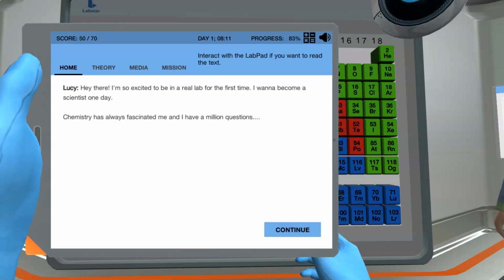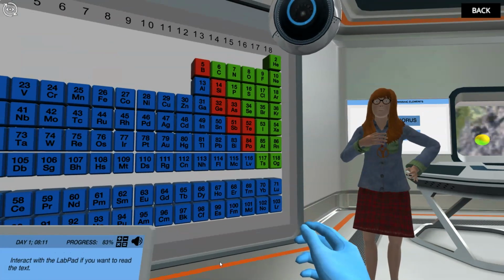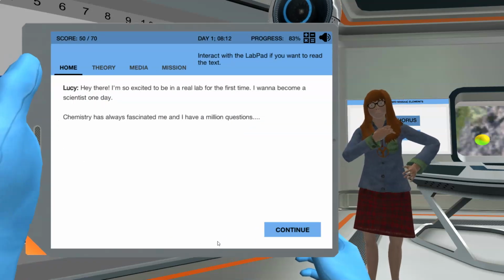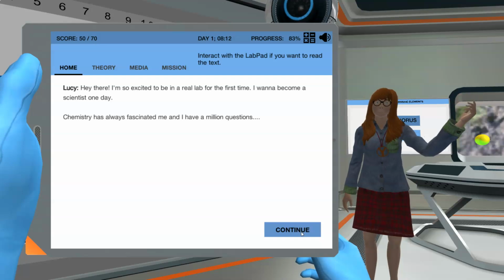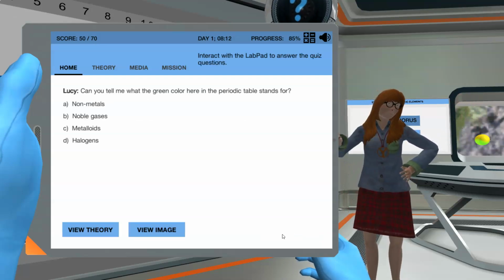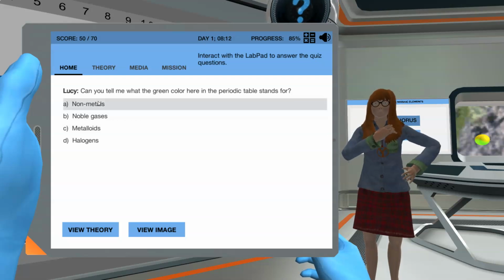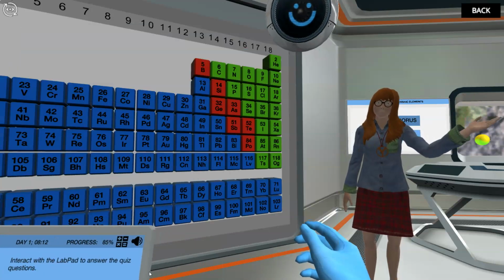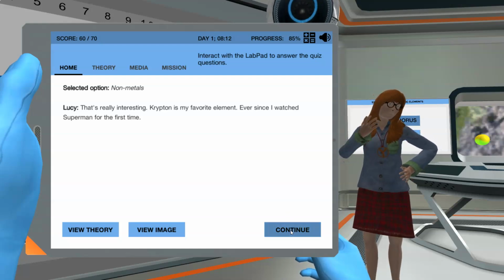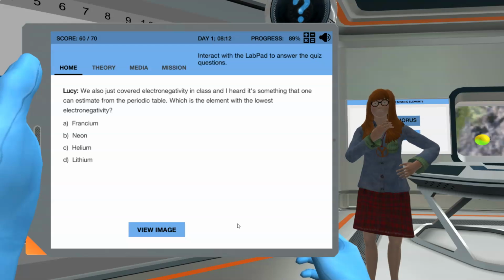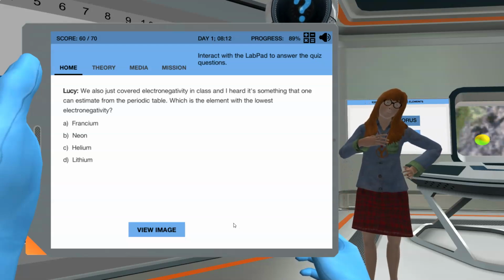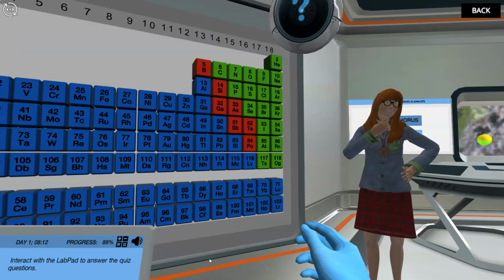Hey there, I'm so excited to be in a real lab for the first time. I wanna become a scientist one day. Chemistry has always fascinated me and I have a million questions. Can you tell me what the green color here in the periodic table stands for? That's really interesting. Krypton is my favorite element. Ever since I watched Superman for the first time. We also just covered electronegativity in class and I heard it's something that one can estimate from the periodic table. Which is the element with the lowest electronegativity?